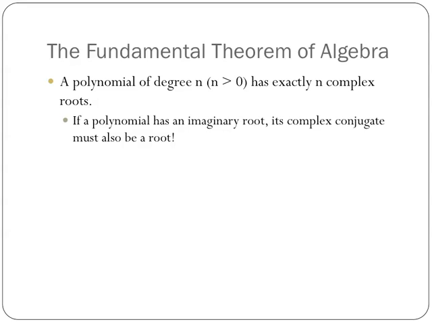So first, that a polynomial of degree n has n complex roots. Now remember, complex means it covers both real and imaginary roots. And if a polynomial has an imaginary root, then you know its complex conjugate must also be a root. Let's do an example.